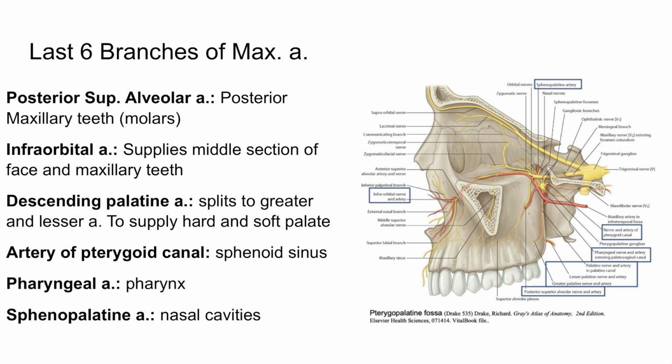So the posterior teeth are going to be that posterior superior alveolar. The midface and anterior teeth are going to be your infraorbital. Palate is going to be your descending palatine. Nasal cavity is going to be your sphenopalatine. Nasopharynx is going to be your pharyngeal, and deep sinus region is going to be the artery of the pterygoid canal. And remember, sphenopalatine is the pretty high yield one to focus on here.